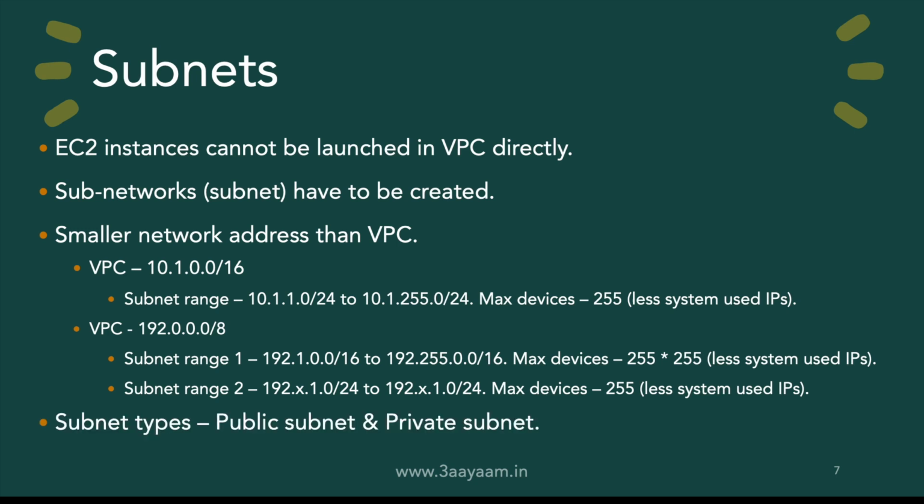And there are two types of subnets. One is called a public subnet and the other one is called a private subnet. A public subnet is one that can be connected to an internet gateway. That means all the devices or all the EC2 instances inside of that subnet can talk to the internet. But a private subnet is the opposite. There's no internet connectivity in a private subnet.